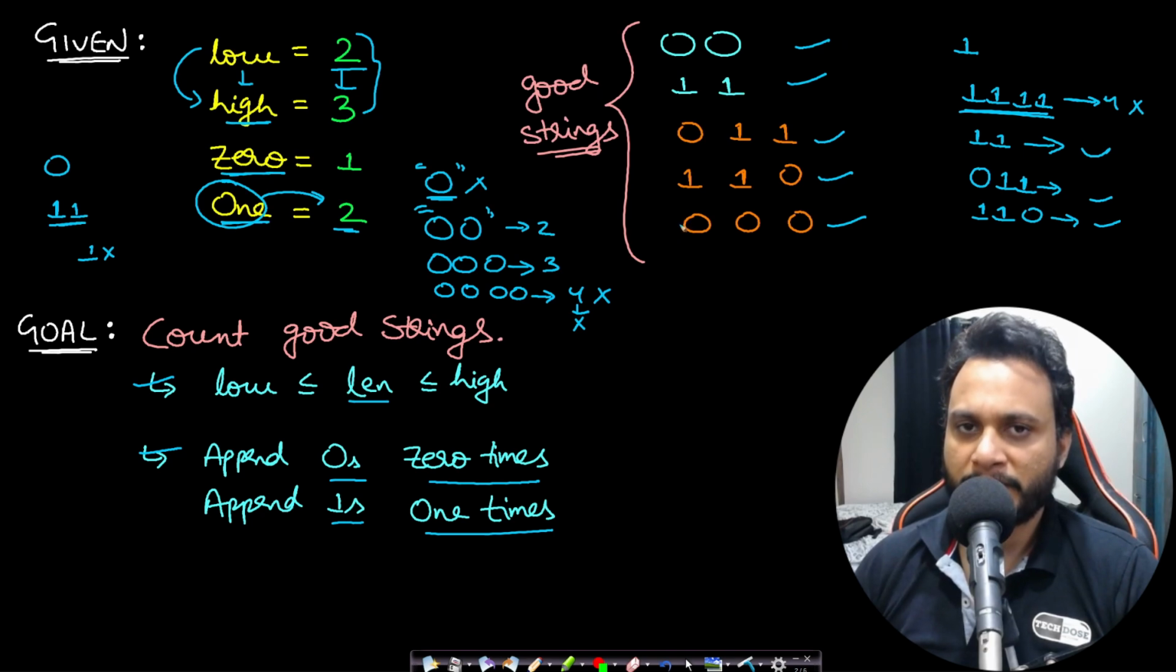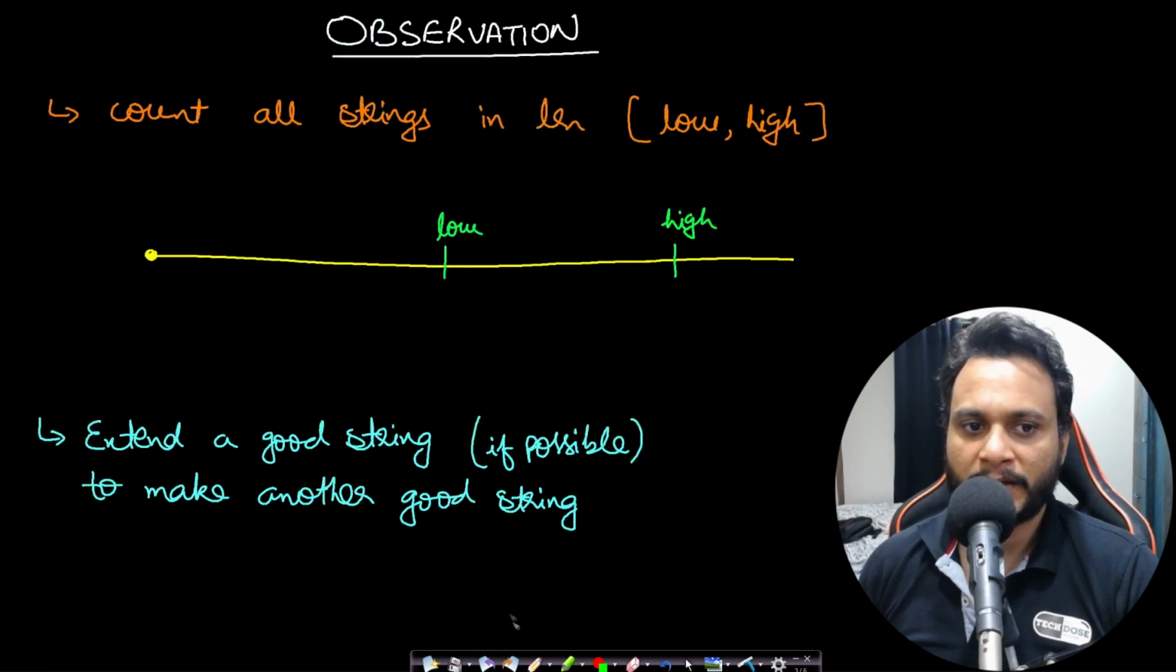So we will see the solution for all possibilities using recursion in some time, and we will do the analysis of time and space complexity as well. So I will not tell you the solution right now. The observation that we can make from this problem is to count all the strings with length between low and high.